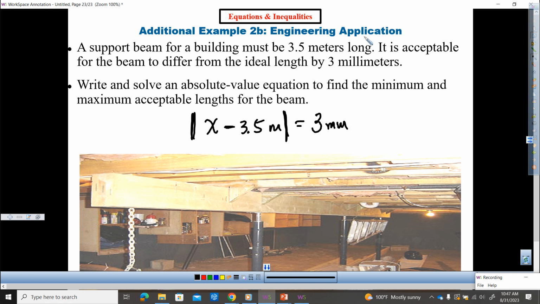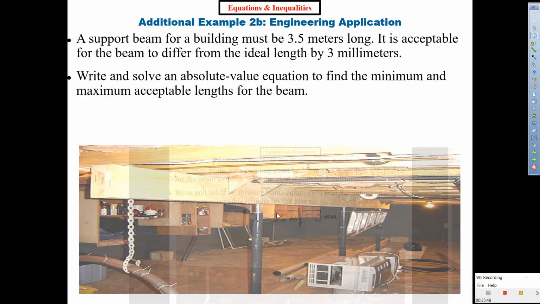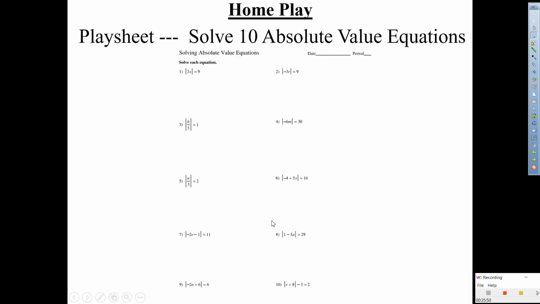So tonight's homework, here it goes. Look up to the screen. Fairly simple. Look at them. Pretty straightforward. Okay? So, only 10 problems for tonight. Have a good one, everyone. Enjoy your homework. See you guys tomorrow.